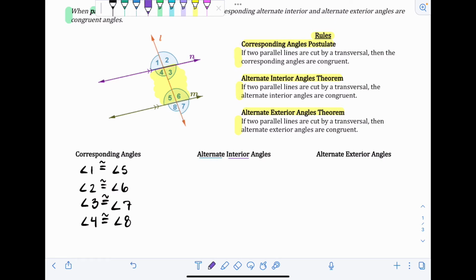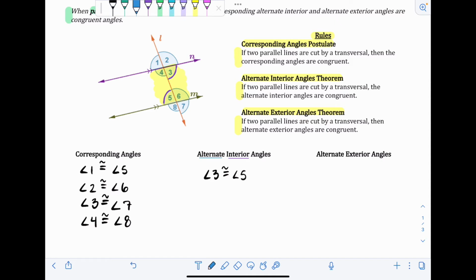So the first one I'll list is angle 3 and angle 5. This theorem says if two parallel lines are cut by a transversal, which is what is happening in this picture, the alternate interior angles are congruent. So angle 3 and angle 5, because they're alternate interior angles, are congruent. So angle 3 is congruent to angle 5.